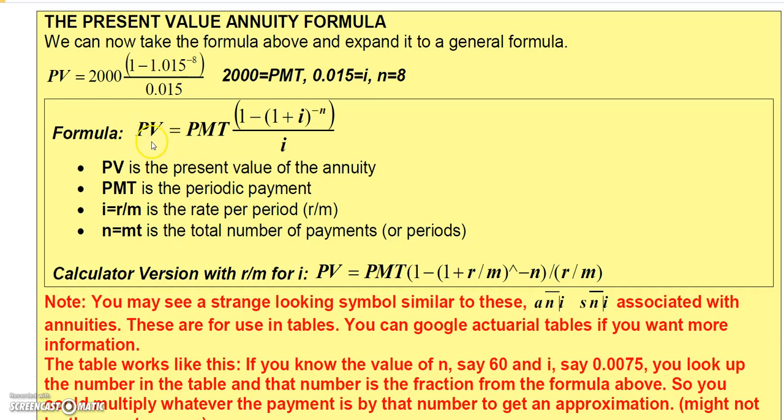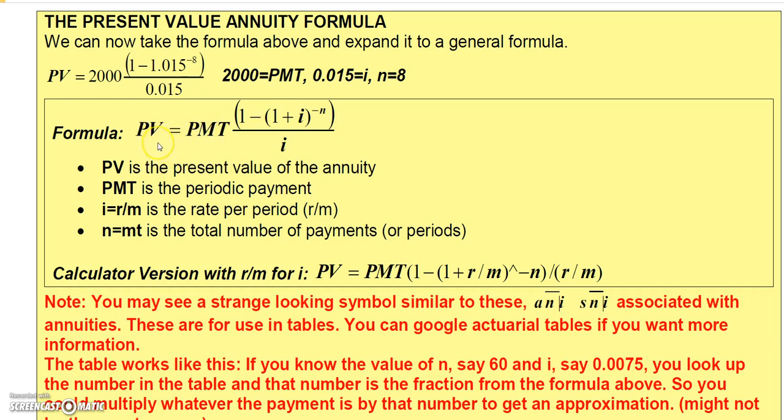So to calculate the present value of an ordinary annuity, its present value is equal to the payment times 1 minus the quantity 1 plus I to the negative N, all divided by I. And you already know that PV is present value, PMT is payment, I is the rate per period, and N is the total number of compounding periods. So if you needed to know what present value you needed to put in the bank today to withdraw a certain amount of payments given a certain compounding period and over a time period, you could use this formula.